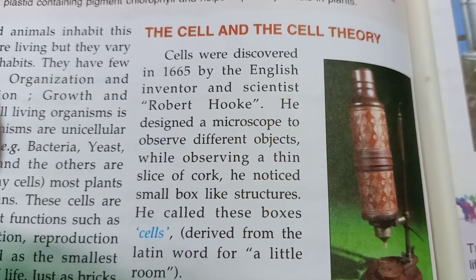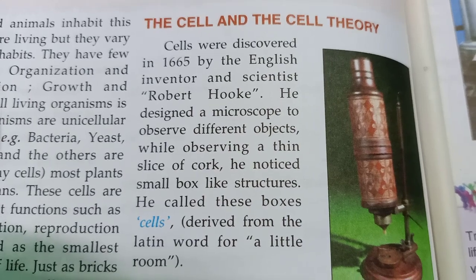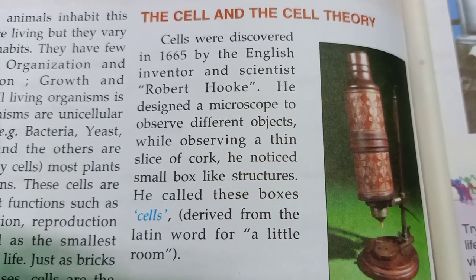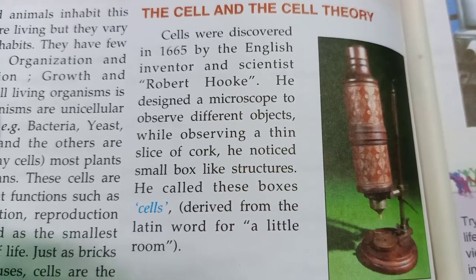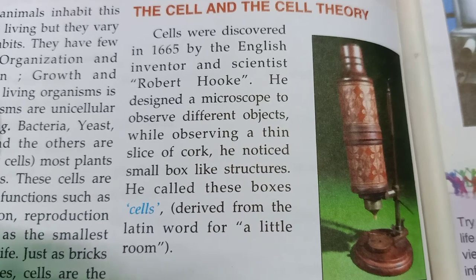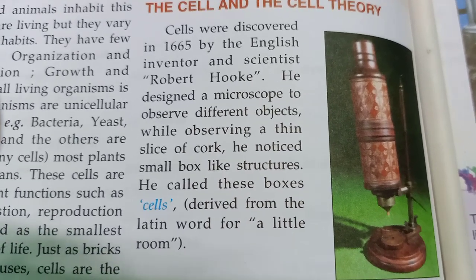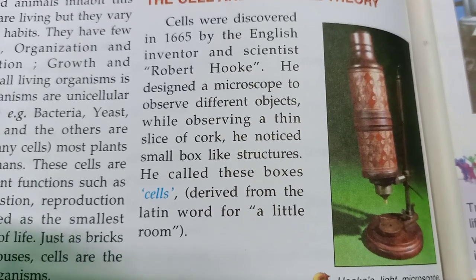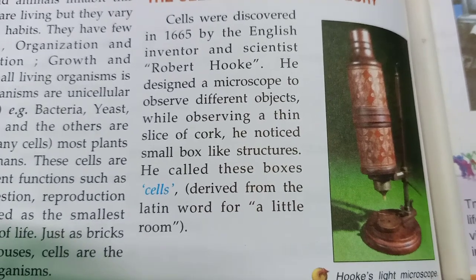Now the cell and the cell theory. Cells were discovered in 1665 by the English inventor and scientist Robert Hooke. He is the one who discovered this unit known as cell. He designed a microscope to observe different objects. While observing a thin slice of cork, he noticed small box-like structures.